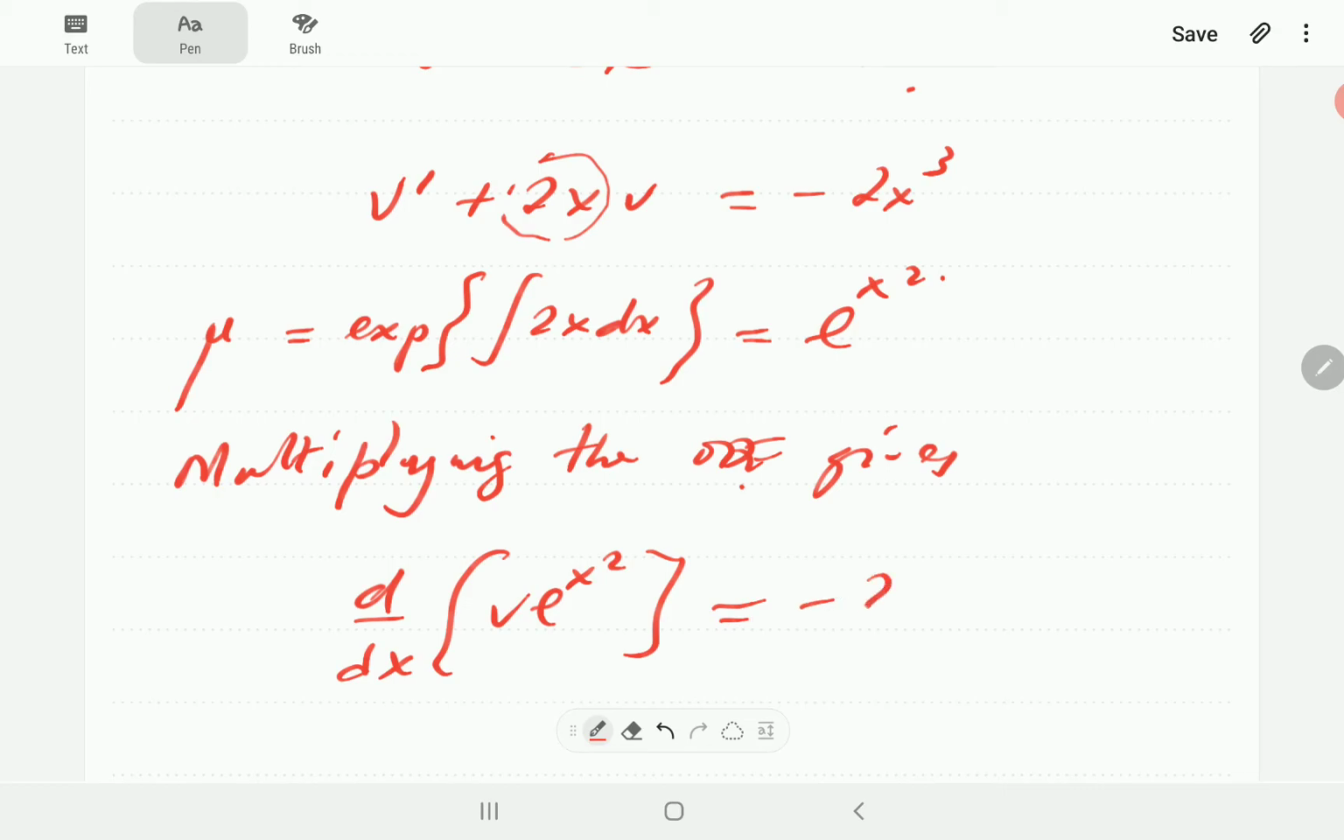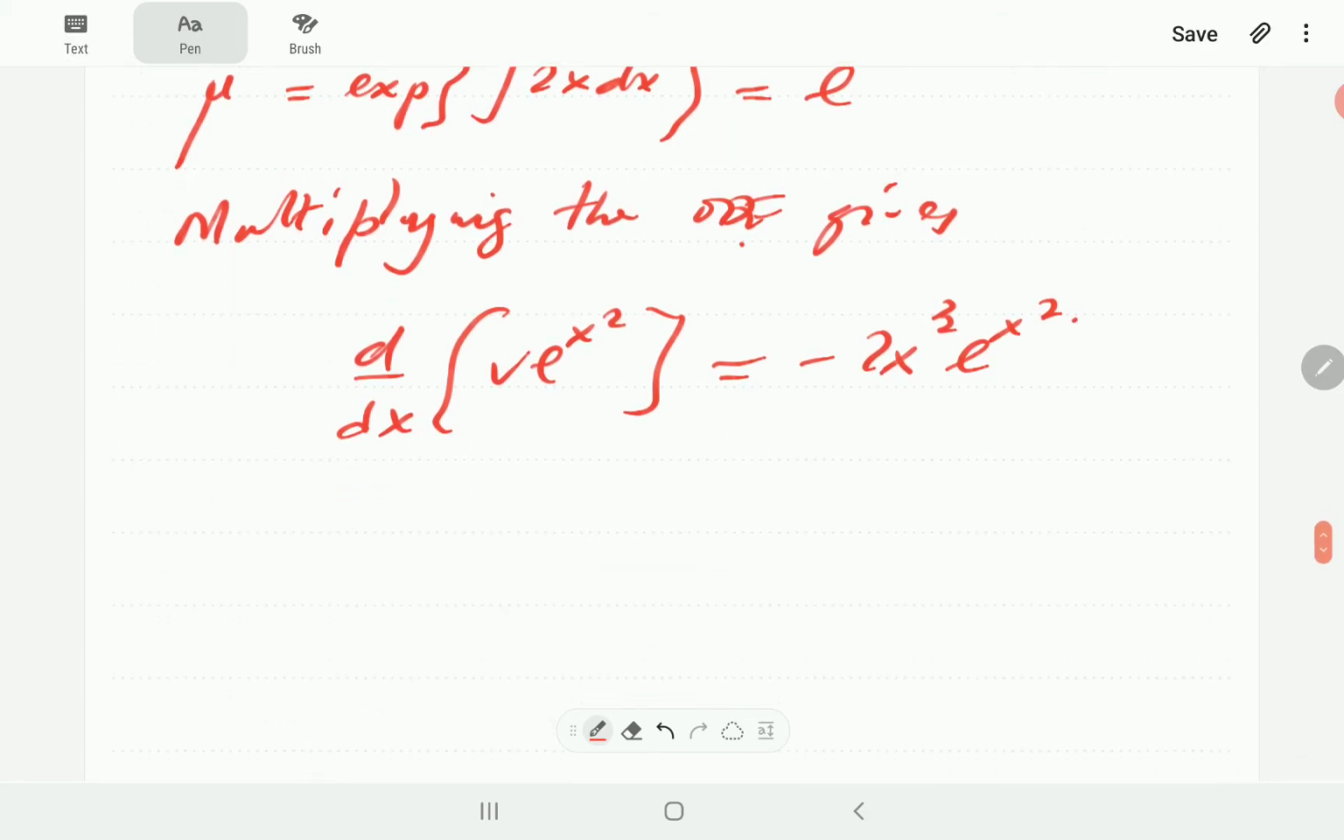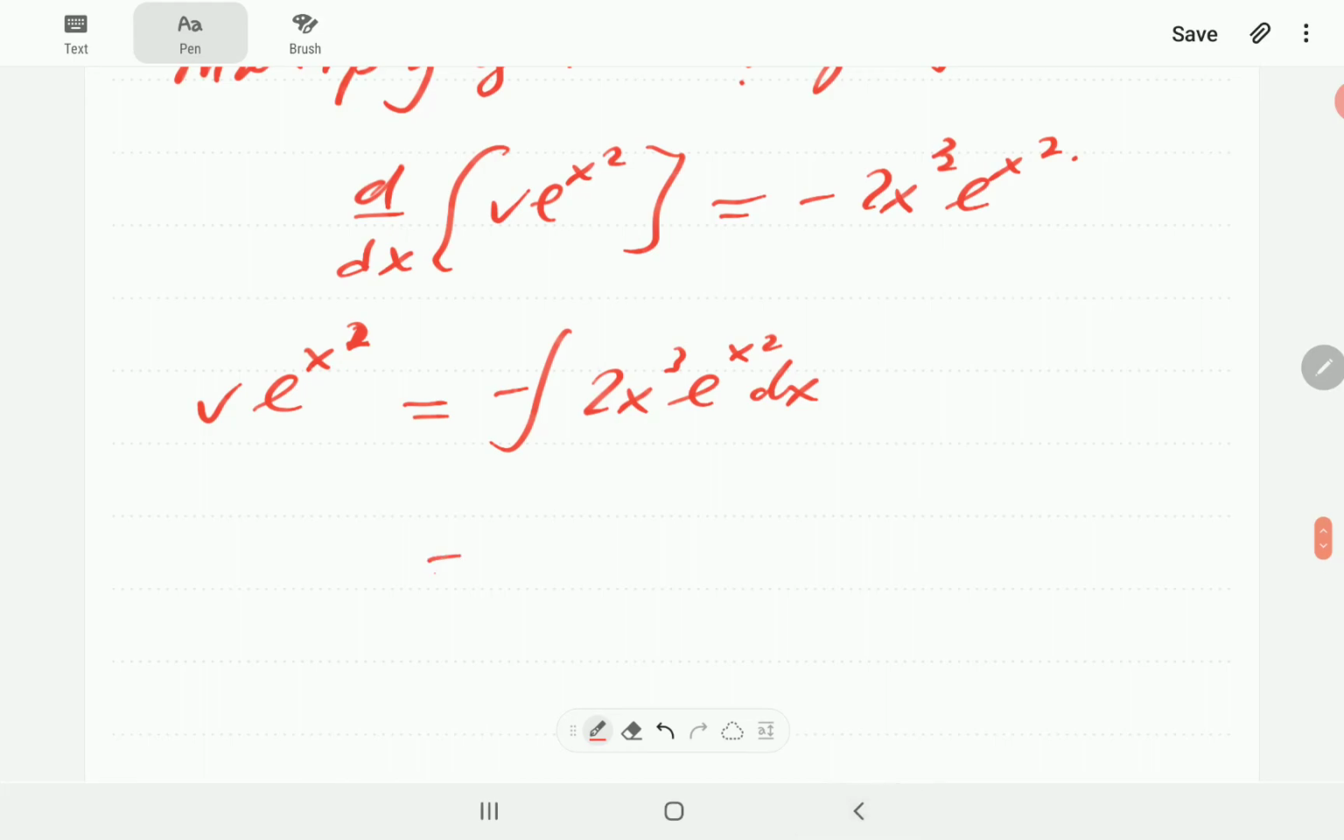And then on the right hand side, we're going to have negative 2x cubed e to the x squared. So the left hand side just integrates to v e to the x squared. The right hand side, we have negative integral of 2x cubed e to the x squared dx. So we're going to take a bit of time to work this out.